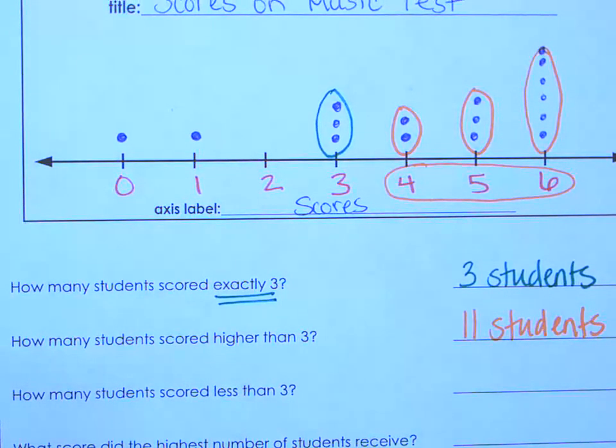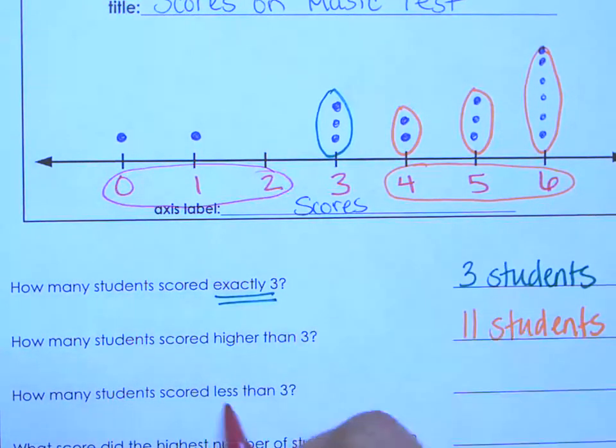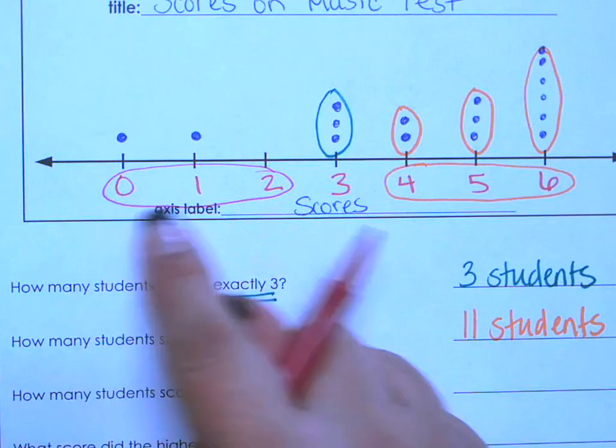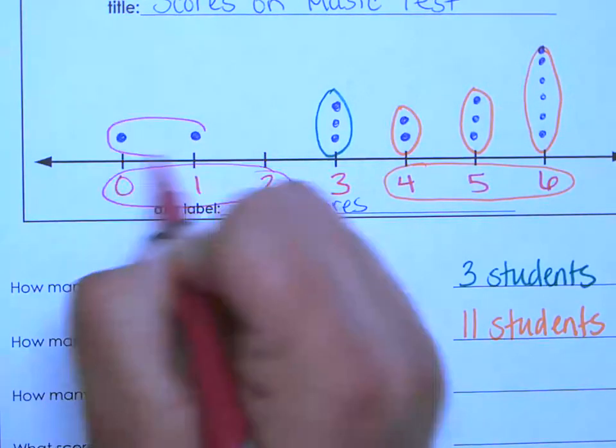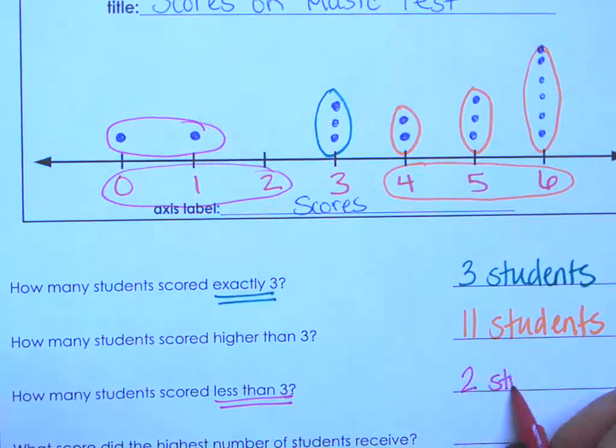Next question asks, how many students scored less than 3? How many scored less than 3 on this quiz? Again, this answer does not include the number 3 because 3 is not less than 3. Any student who scored less than 3 would have scored a 0, a 1, or a 2. So how many students scored less than a 3? 2 students.